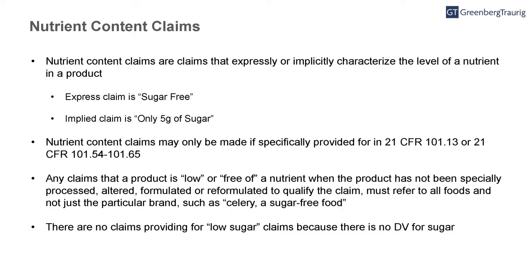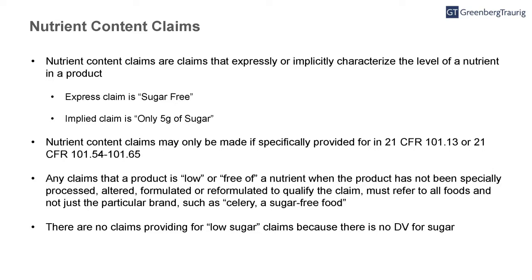You are indicating that there is no sugar in the product. An implied claim would be something like only 5 grams of sugar. You're implying that there is a low level of sugar in the product by use of the word only. Nutrient content claims can only be made if they are specifically provided for in the Code of Federal Regulations. And the regulations pertaining to nutrient content claims can be found at 21 CFR 101.13 or in the regulations from 21 CFR 101.54 to 101.65.